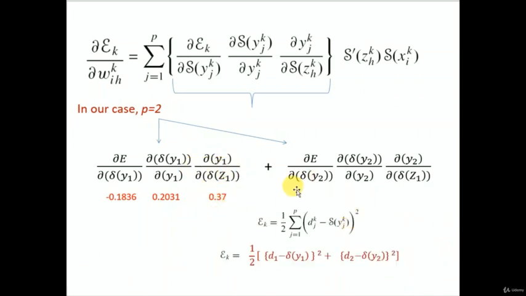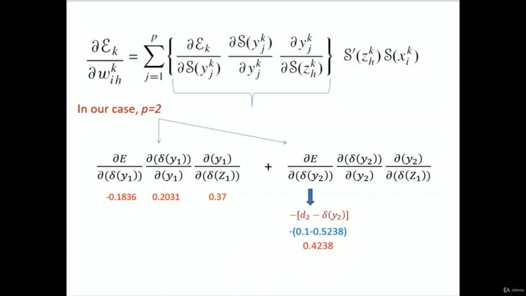Now let's take a look at the derivative of the error with respect to y2. It's exactly the same thing, actually, but this time this term is going to get cancelled out because there's no delta y2 in this term right here. So this ends up being 0, and you're going to be left with this term. And remember, we said that the derivative of this term is the negative of your error, which is 0.4238 in this case.